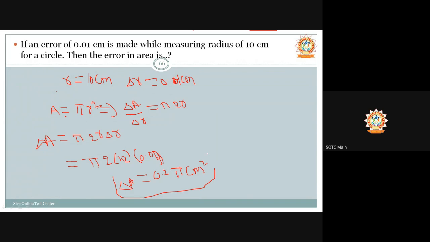Clear how to solve the questions? So instead of writing like this, separating del A by del r equal to pi into 2r, you can also do like this: error in A is del A, then derivative of pi r square is pi into 2r, then change in r is del r, as I mentioned, right? Now try to see the next question. Similar question only, but they have given it in a different manner.